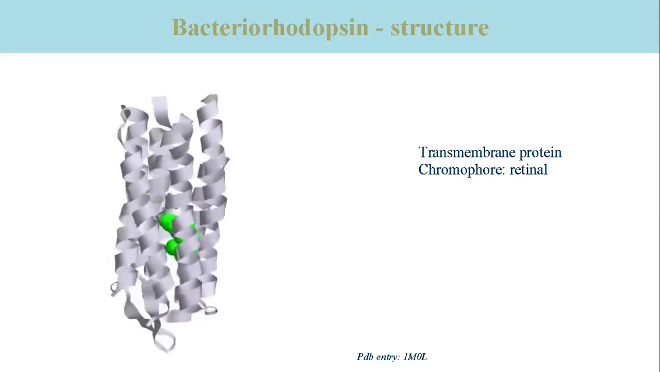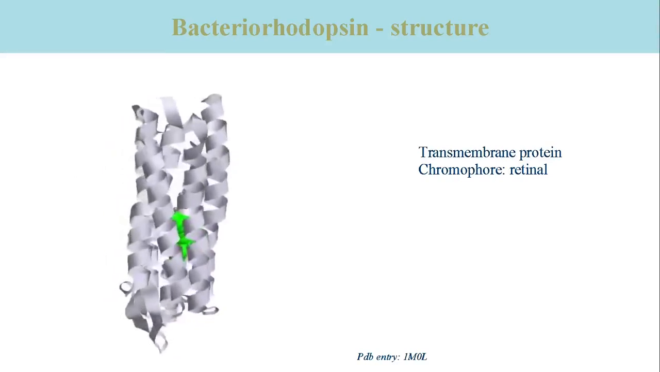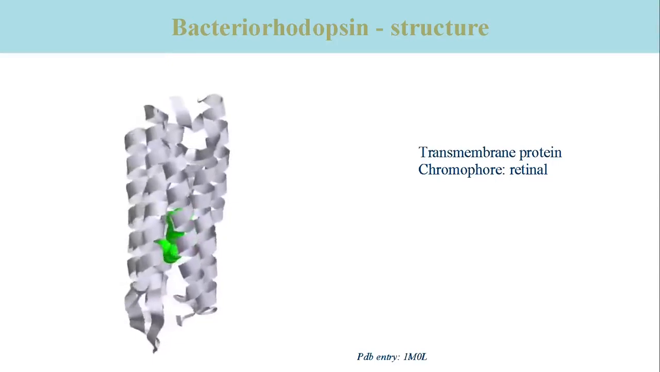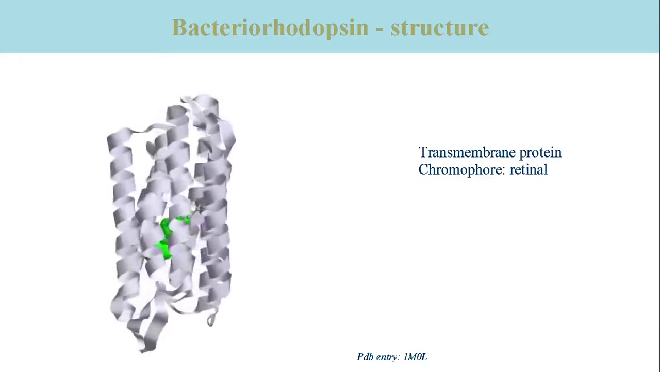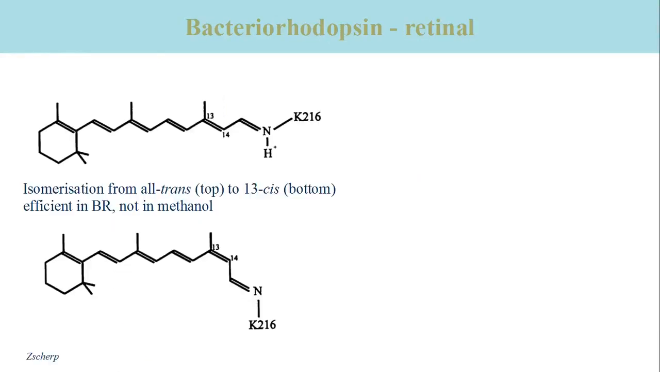The chromophore retinal is also present in the protein rhodopsin in the retina of our eyes. This protein is our primary light receptor. After absorption of a photon, retinal in Bacteriorhodopsin changes its conformation from all trans to 13 cis. This is a rotation around a double bond, which is facilitated in the excited state because of a changed electron density distribution in the molecule.